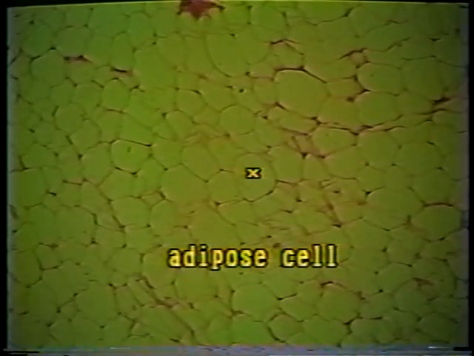There is little matrix in adipose tissue. It is composed mostly of adipose cells. The cells appear empty because most of the interior is filled with a single vacuole of fat. The remaining cytoplasm is squeezed against the cell membrane.